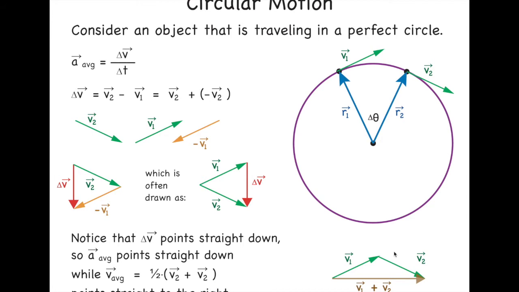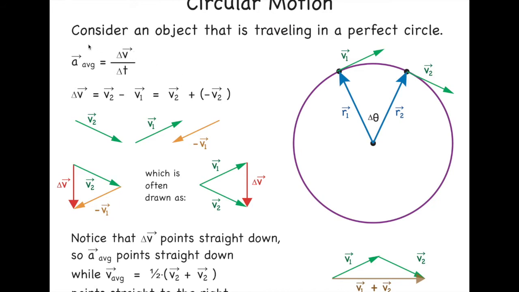So the way to look at this is to consider an object that's traveling in a perfect circle. For now, we'll imagine this to be a horizontal circle, and we're looking at it from above. So this is like something traveling in a perfect circle on a table, and we're looking at it from above the table.